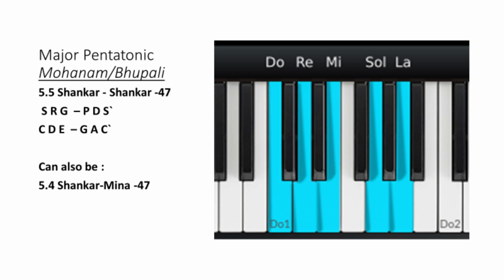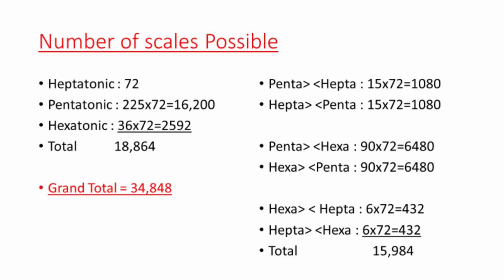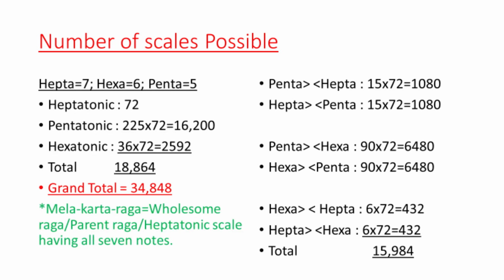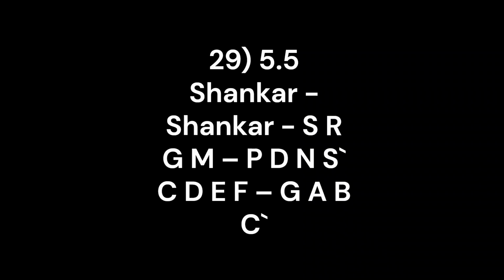Now let's examine how in Carnatic music theory, there are 16,200 pentatonic scales. From the 72 Melakarta Ragas, sorry, Melakarta Raga I have not told you before. That is a word for heptatonic scales or the complete scales, wholesome scales. Mela means ensemble, Karta means creator, Raga, of course, you know. So Melakarta Raga means the creator Raga or the parent Raga. From the 72, let's take one as a sample and see how many we can get. I have taken Shankar Shankar, which is, of course, your favorite scale, that is the major scale.